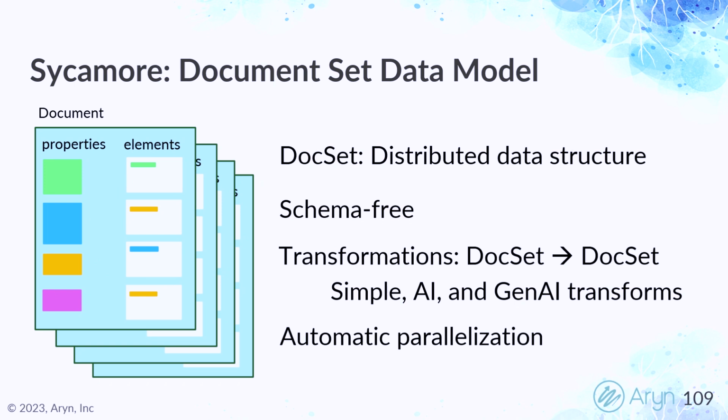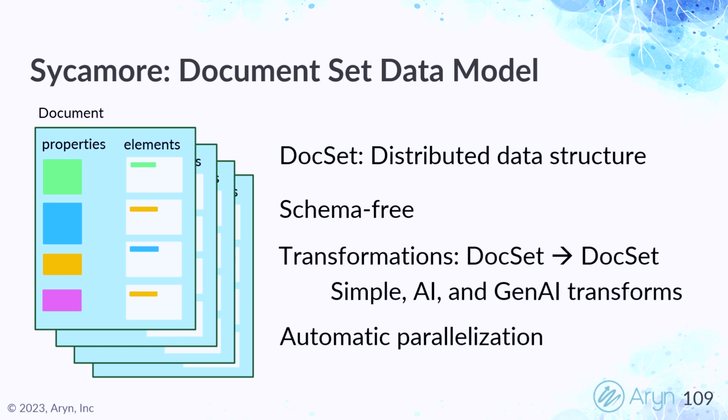So what is a document set? It's a distributed data structure, kind of like a data frame, if you're familiar with that from Apache Spark. It's schema-free, so each document can have whatever schema it wants. A document is really just a collection of elements. Elements are various chunks of the documents that you saw on the screen. And each document also has a list of properties. This is metadata that we're keeping track of that we want to lift as first class, that we can use for search and for retrieval.